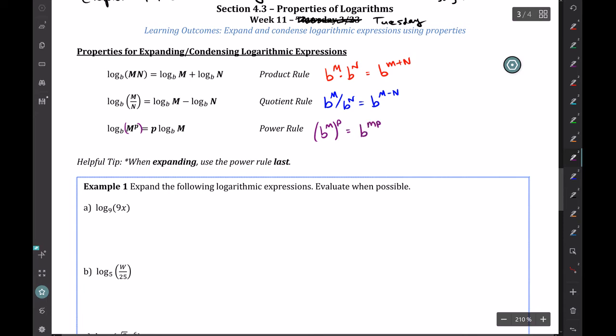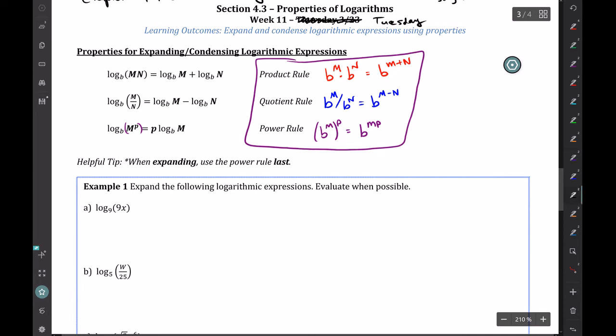Rather than take time out right now to prove these to you, maybe I'll post some Khan Academy videos that give you these proofs. They all follow from these rules over here, and if you write them in terms of logarithms and just follow your nose, you'll see that they're true.